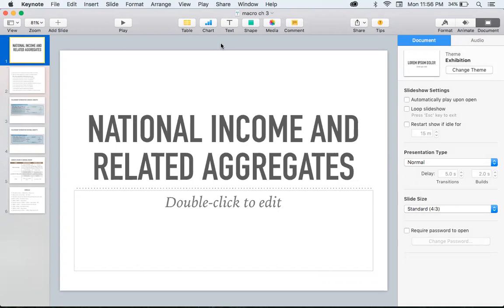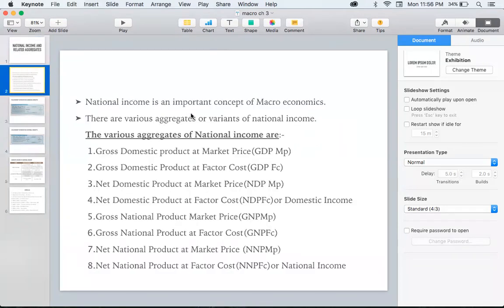We are going to learn macroeconomics. In macroeconomics, the third lesson is national income and related aggregates. We have already taken this lesson in the class, and I have told you that national income is an important concept of macroeconomics. There are various aggregates or variants of national income.